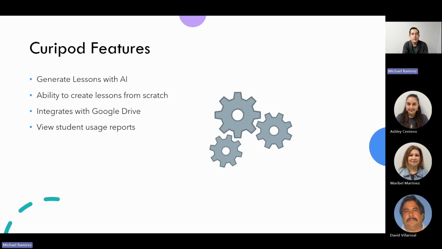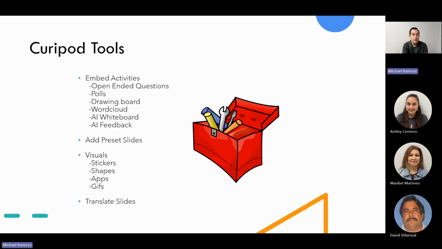Okay, and then some of the tools offered in Curipod. With Curipod, you're able to embed activities. There are many different types of activities that you can embed with Curipod. You have the ability to add open-ended questions. You can add polls. You can add a drawing board. You can also add a word cloud, AI whiteboard, and AI feedback. We'll be going over these tools more in detail through the live demonstration.